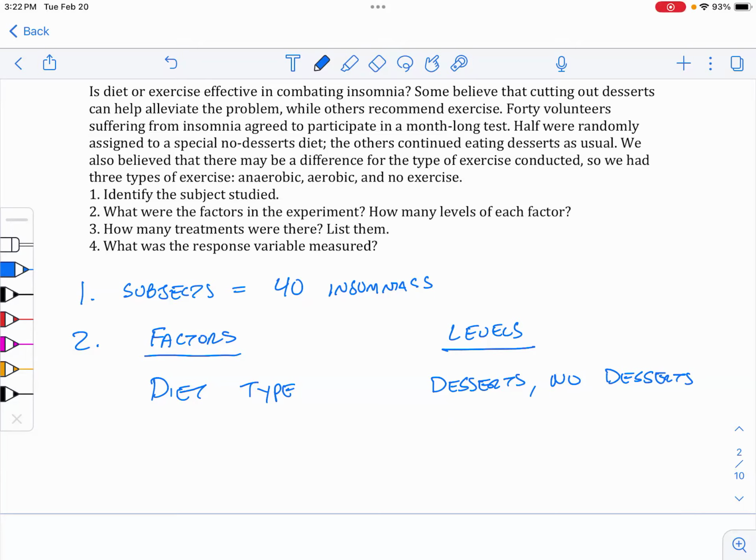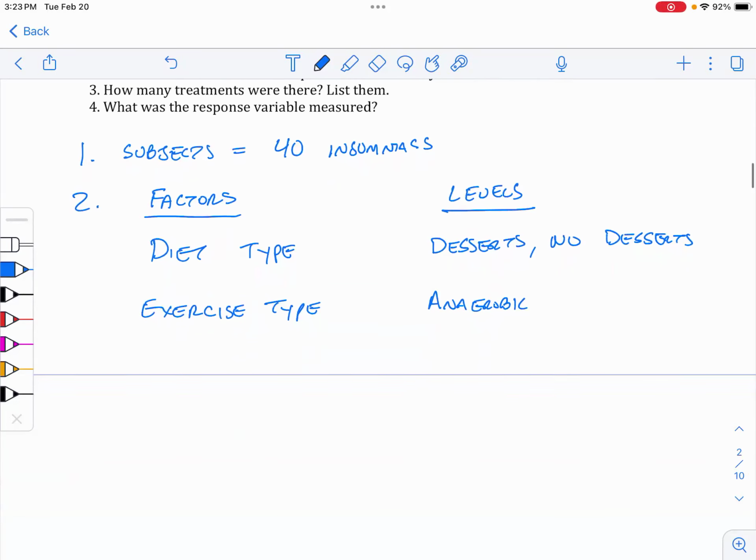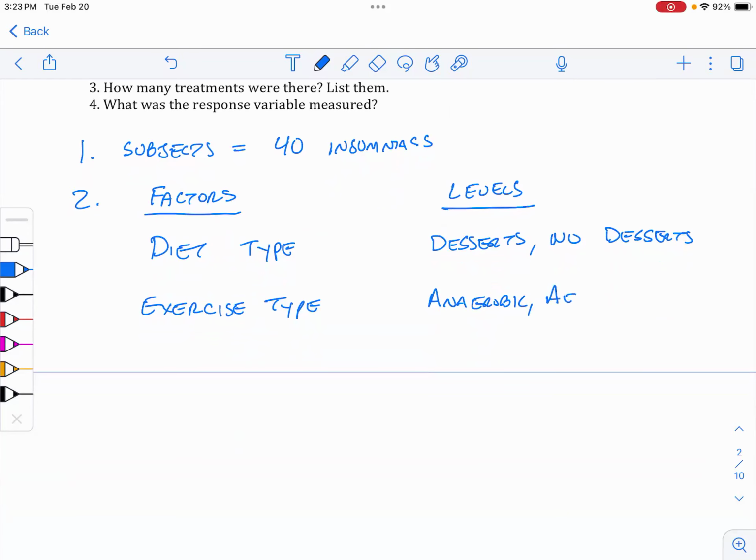What is the other factor we are implementing on these people? Exercise type. Exercise type, exactly. Now, again, the type is kind of redundant here. But the biggest terminology I see people mess up is factors, levels, and treatments, because they're all related, but they are distinct. And then we have 3 types of exercise: anaerobic, and no exercise.